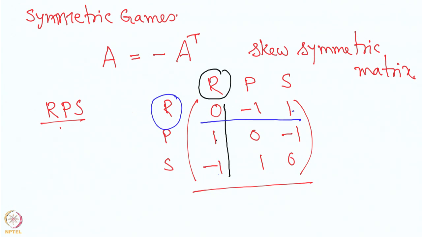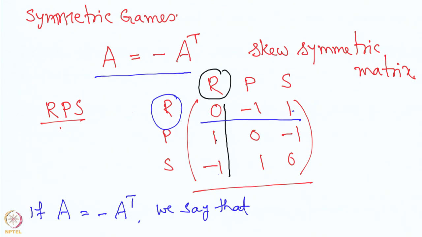So, the symmetric game is exactly that. What is the condition for this? The minus of this row should be this row, that is exactly this condition. So, if A is equal to minus A transpose, we say that the game is symmetric.